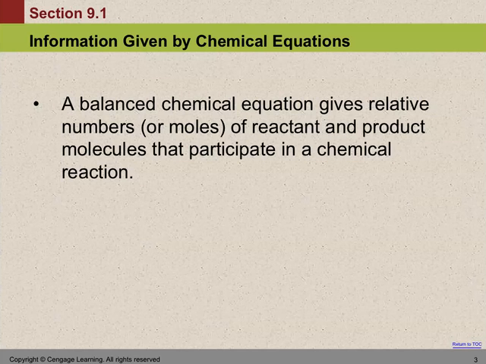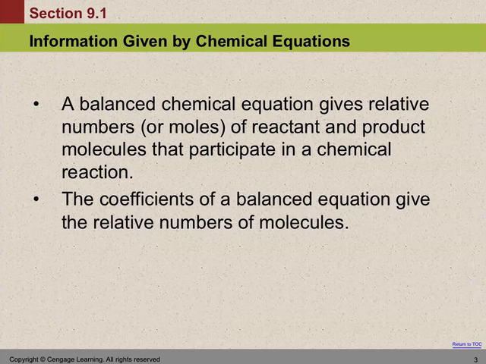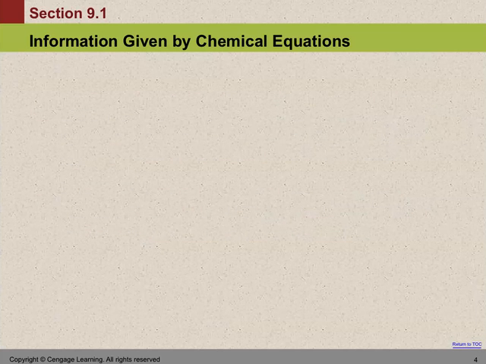So a balanced chemical equation tells us about the relative numbers or moles of reactant and product molecules that participate in the reaction. The coefficients, or the numbers in front of the formulas for each component of the reaction in a balanced equation, give the relative numbers of molecules. Let's look at a specific example.